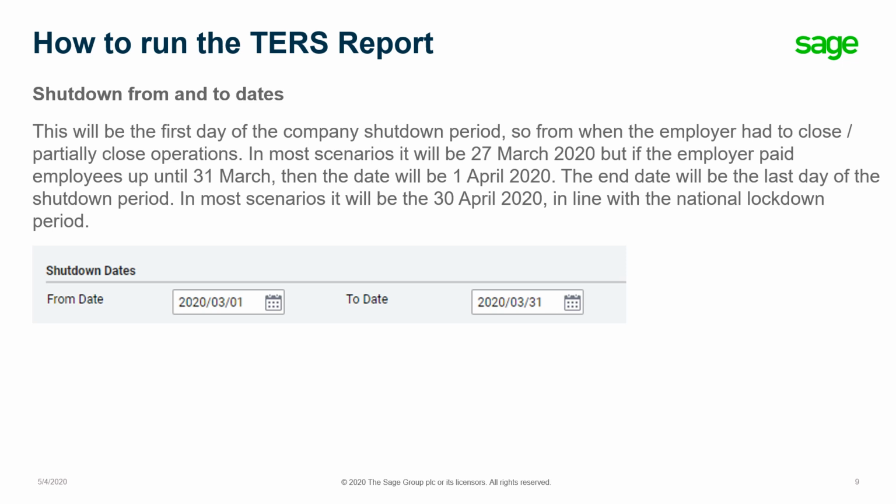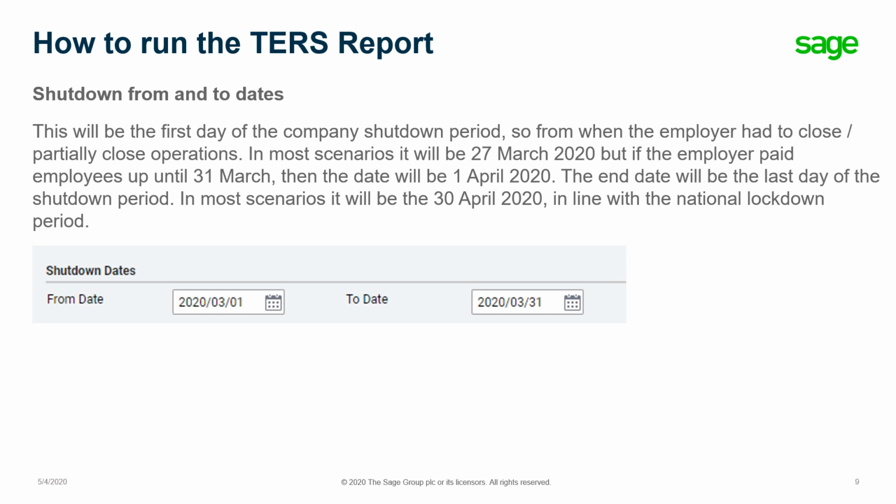The shutdown from and to dates. This will be the first day of the company shutdown period, so from when to when the employee had to close or partially close operations. In most scenarios, it will be the 27th of March, but if the employer paid employees up until the 31st of March, then the date will be the 1st of April.